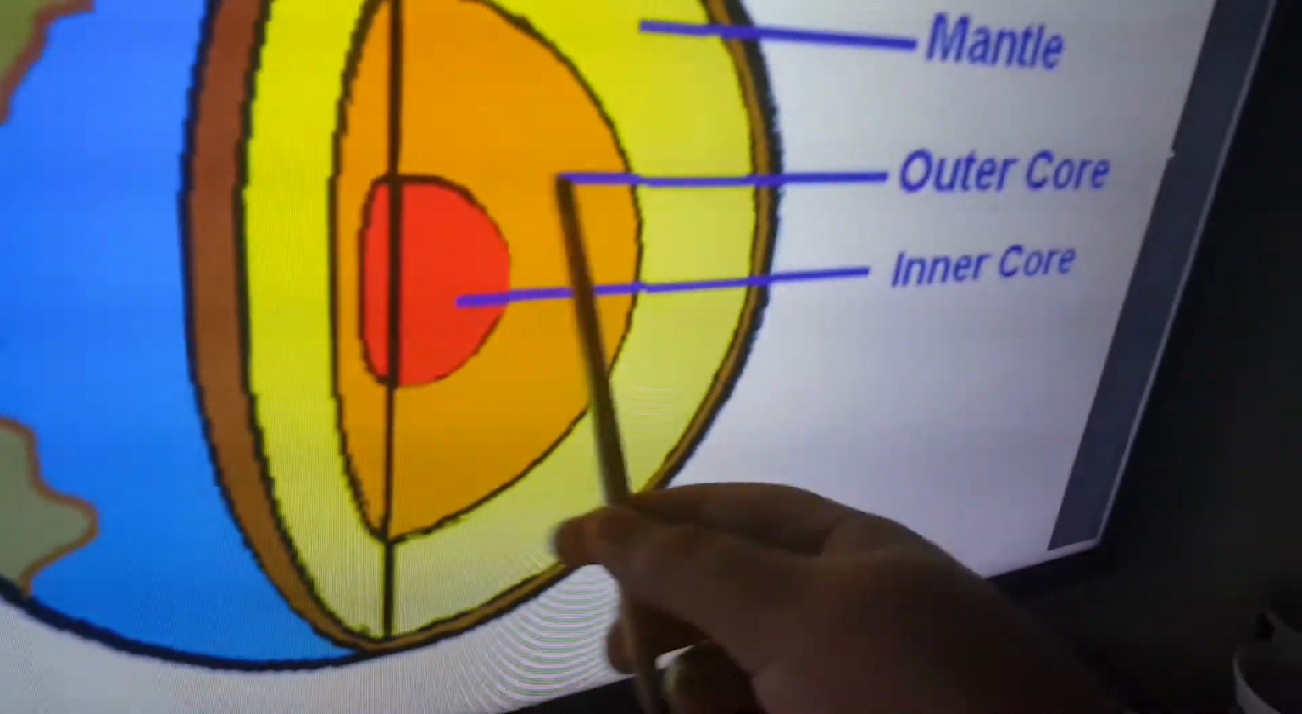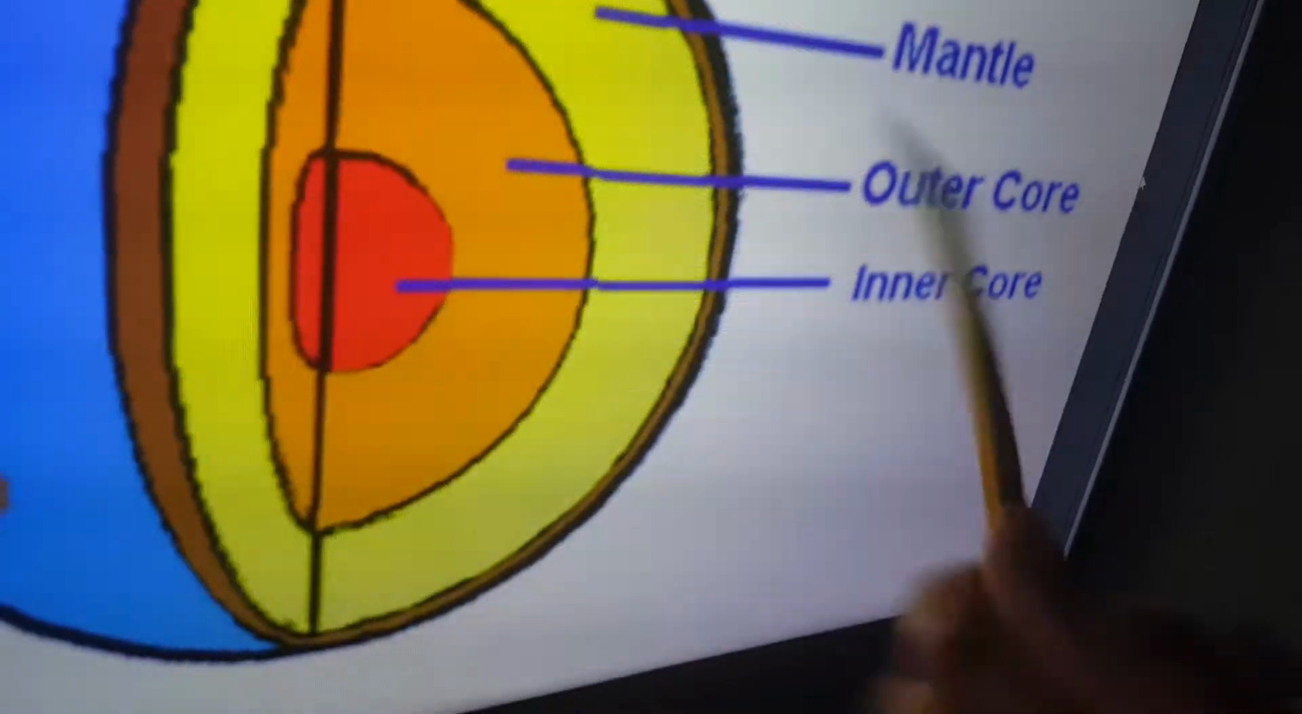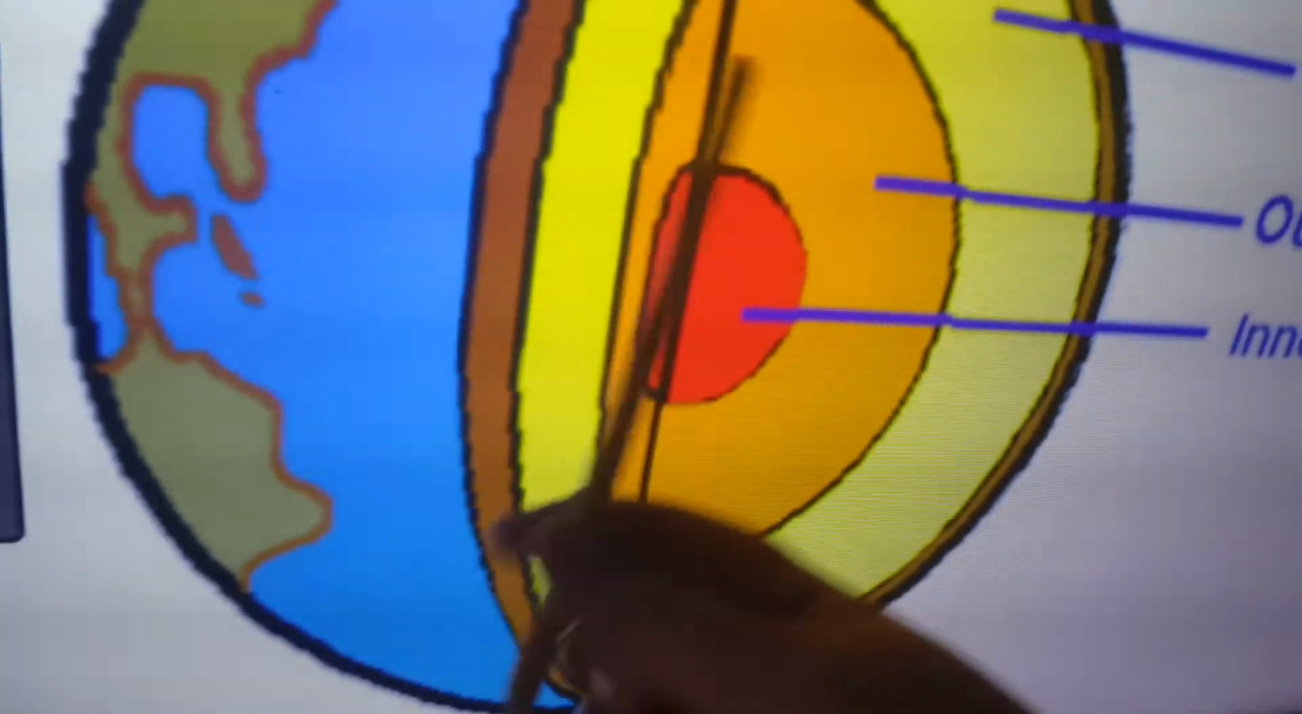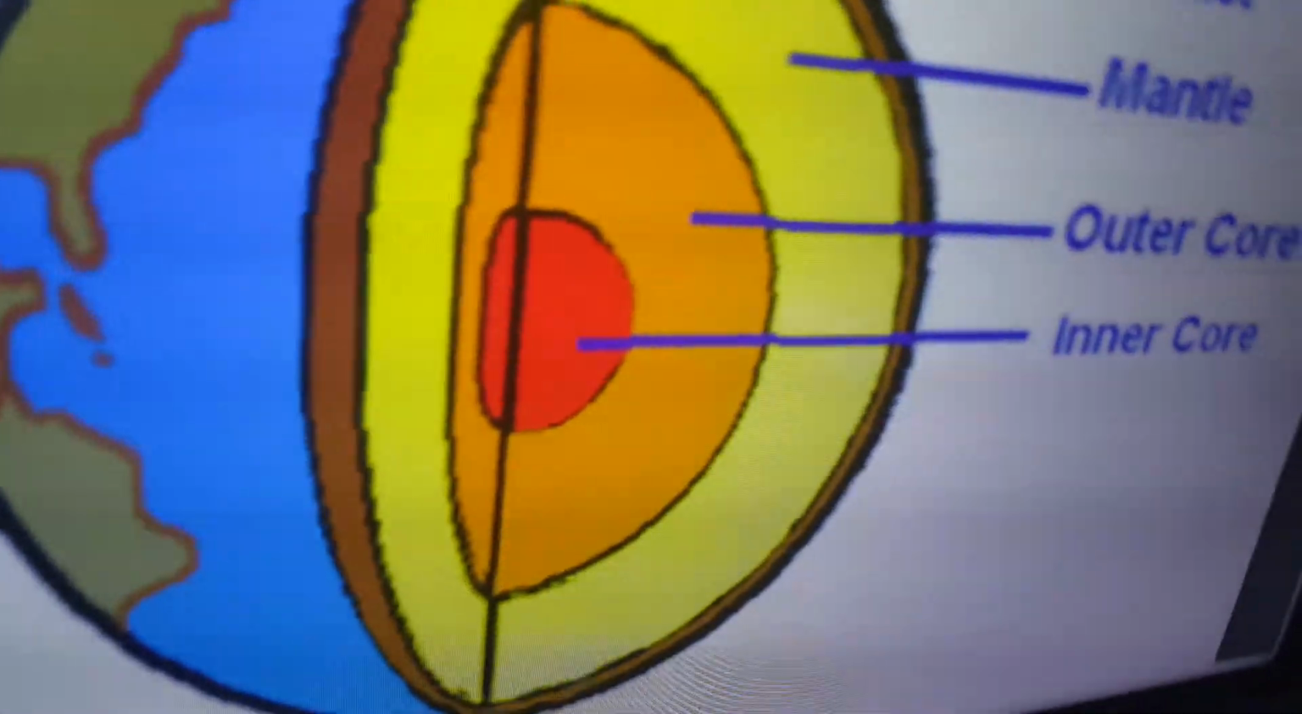So yeah, we basically talked about each part of the Earth: the crust, the mantle, outer core, inner core. We talked about underwater eruptions and how the earth widens a little bit every year.